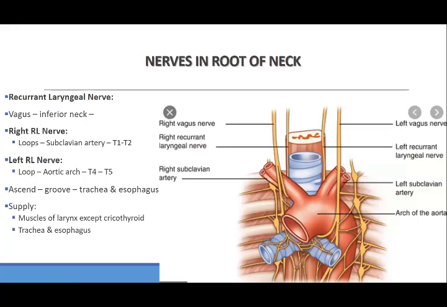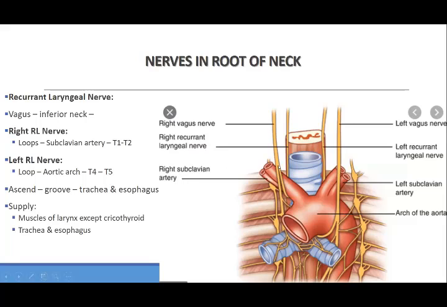Even if you write just this much, or remember just this much, you will at least get some marks. I mean, one tends to forget. When there are so many relations, obviously one tends to forget what the supply is. So the good thing is that the nerves have been named according to their function or their location. So let's talk about the recurrent laryngeal nerve.